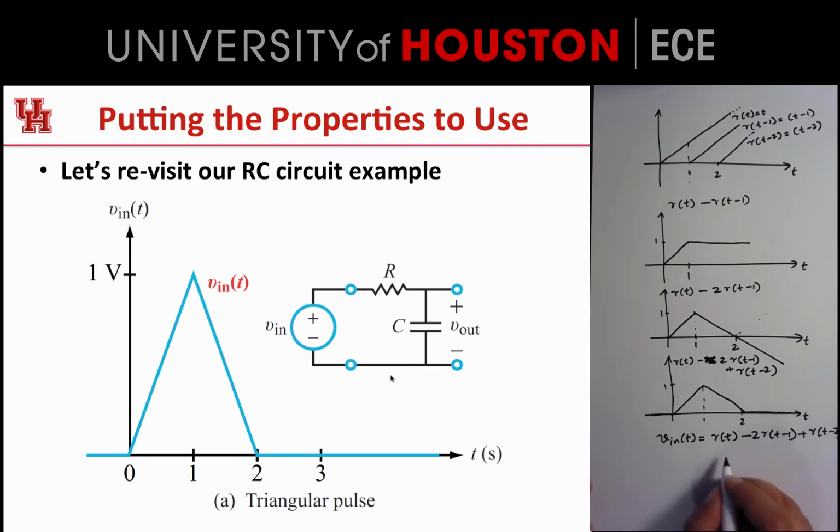So if I know the impulse response to r of t, the response to a ramp, then I can figure out the response to a delayed ramp, r of t minus 1, and the other delayed ramp, r of t minus 2, and basically do a linear combination of them in order to figure out the output to this. Okay, so our next task is to figure out the ramp response.